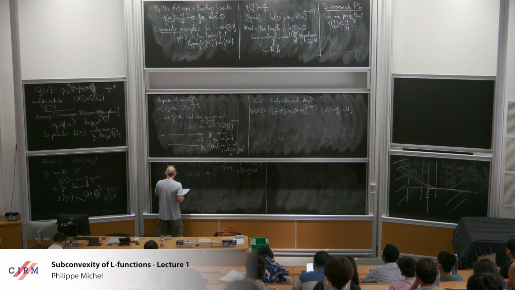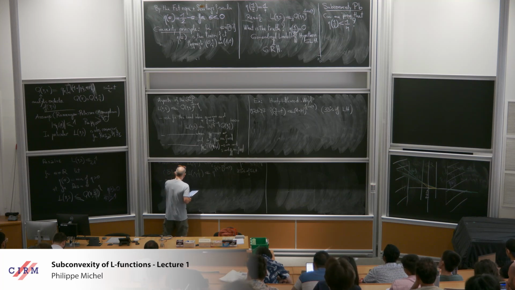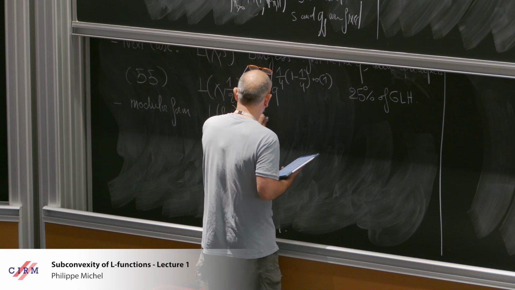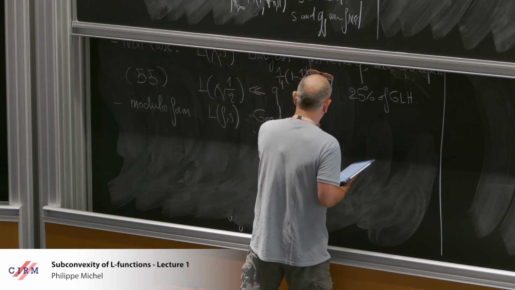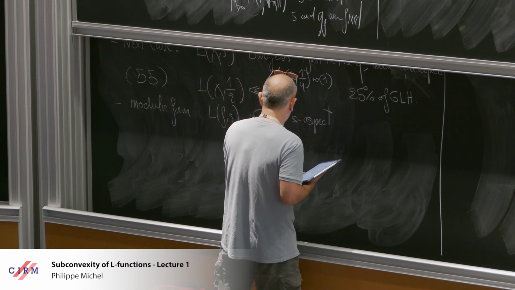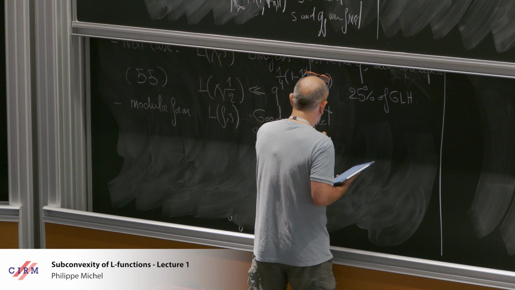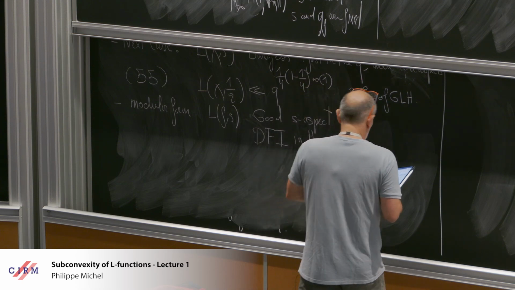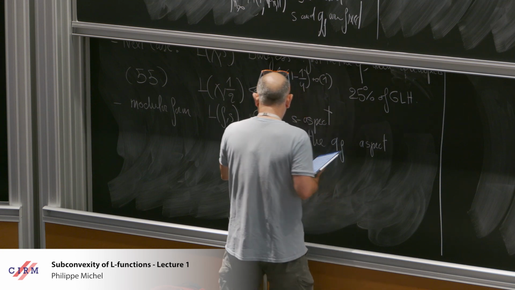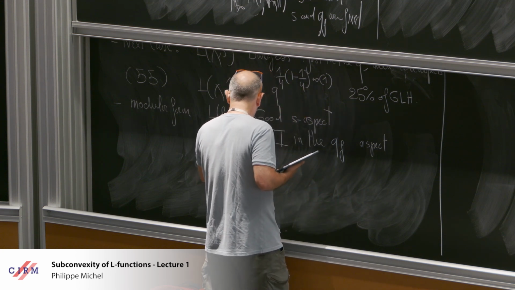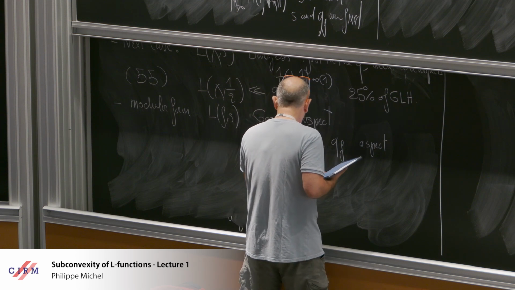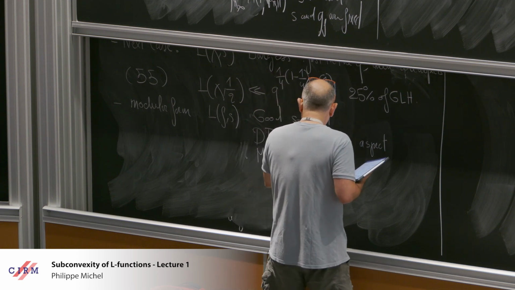Then for modular forms, it was done by Good, Anton Good, in the s aspect. It was done by Duke, Friedlander, Iwaniec in the level aspect, the q aspect. In some q aspect, and then maybe all aspects. At least by myself and Venkatesh in all aspects, but I won't claim we were first.